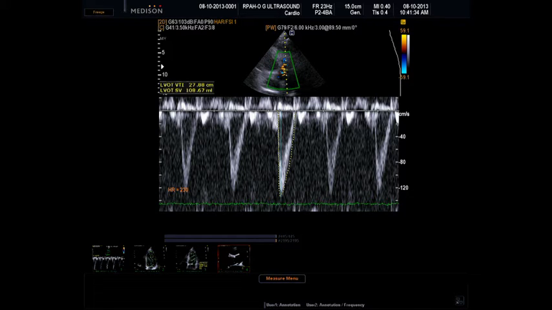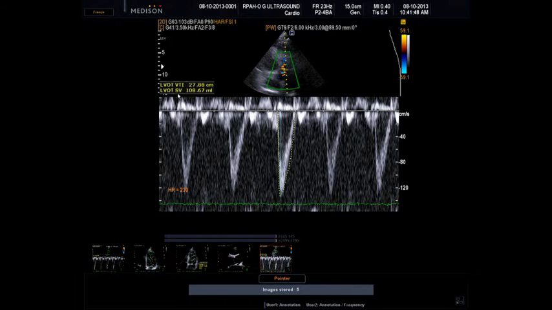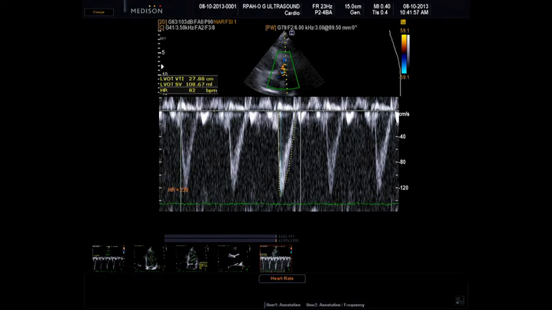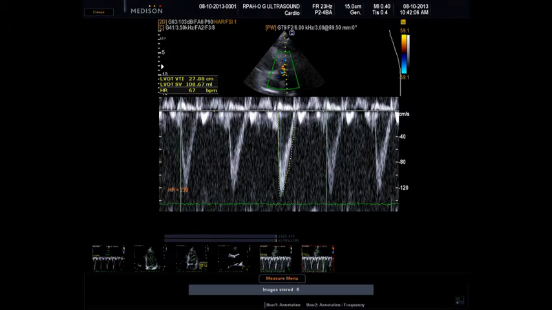And from using the velocity time integral and your cross-sectional area of your left outflow tract, you can see here we've calculated a stroke volume. So to get the cardiac output, we can then measure your heart rate. We just measure it over a number of cycles, and you can see that the heart rate's 67, so we will then be able to work out the cardiac output.